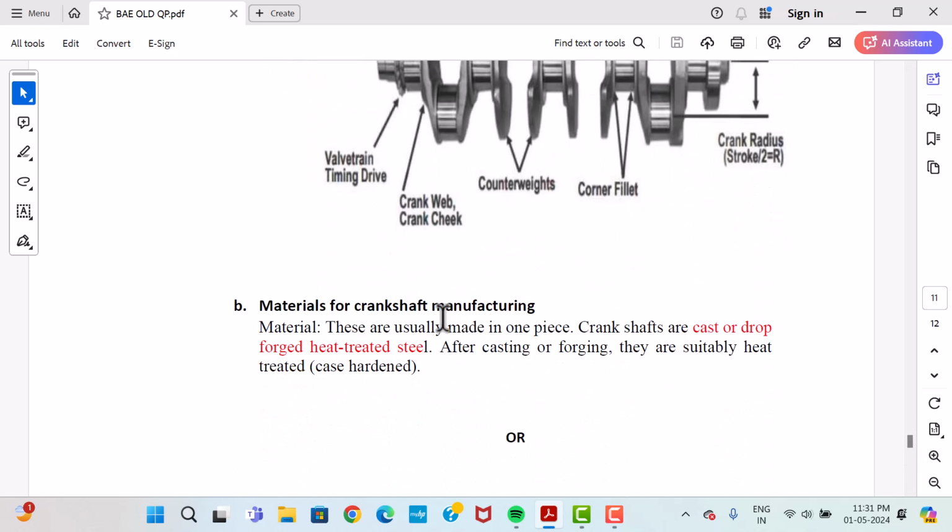Material for crankshaft manufacturing: we are using mainly cast or drop forged heat treated steels for manufacturing the crankshaft, because it requires many properties. It is working under fluctuating loads, temperature may be high, and shock loading may act. So the material must be suitable for these types of thermophysical conditions. That is why we are using cast or drop forged heat treated steels for the manufacturing of the crankshaft.